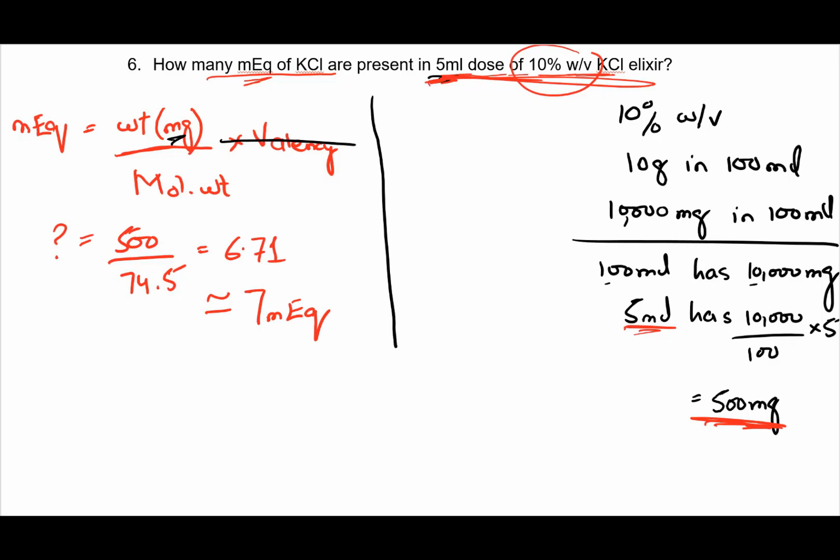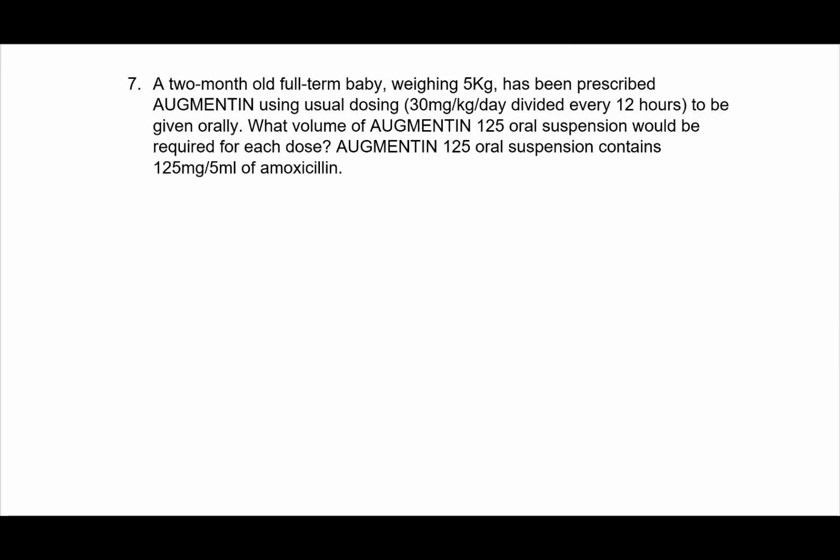That's the answer. Question number 7: a 2-month-old full-term baby weighs 5 kg and she has been prescribed Augmentin at the dose of 30 milligrams per kg per day, divided every 12 hours orally. What volume of Augmentin 125 suspension will be required to dispense each dose? So the concentration of the Augmentin suspension is given, and we have to work out the dose for the patient, and then find out how many mils will be required for each dose. So let's start with the dose first.